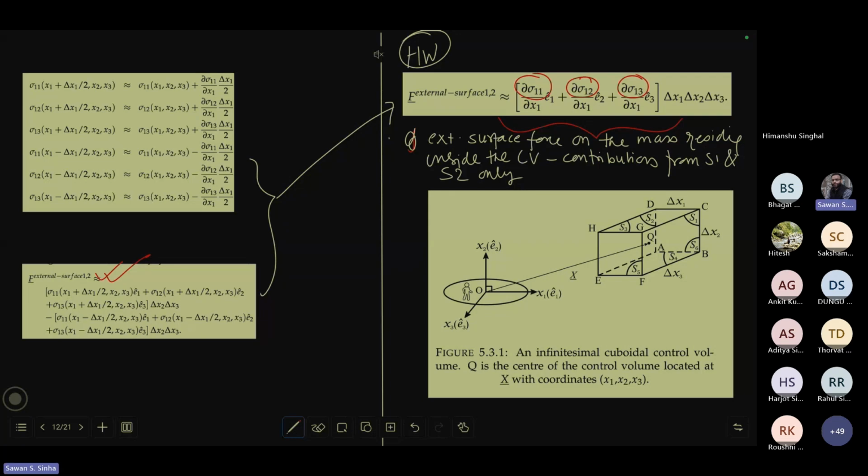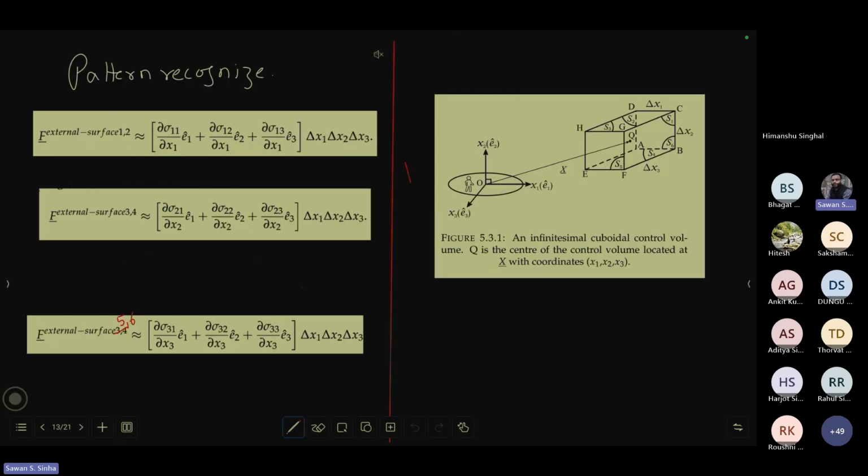Okay. Now once you have done the algebra and obtained this final expression, you can recognize a pattern and go ahead and write the contributions of external surface forces from S3 and S4 and S5 and S6 in this manner. What is the pattern here? This one was coming because of the fact that the unit normals were along plus minus E1. So when I go to S3 and S4, the unit normals are along plus minus E2. So I am going to make these first indices as 2.